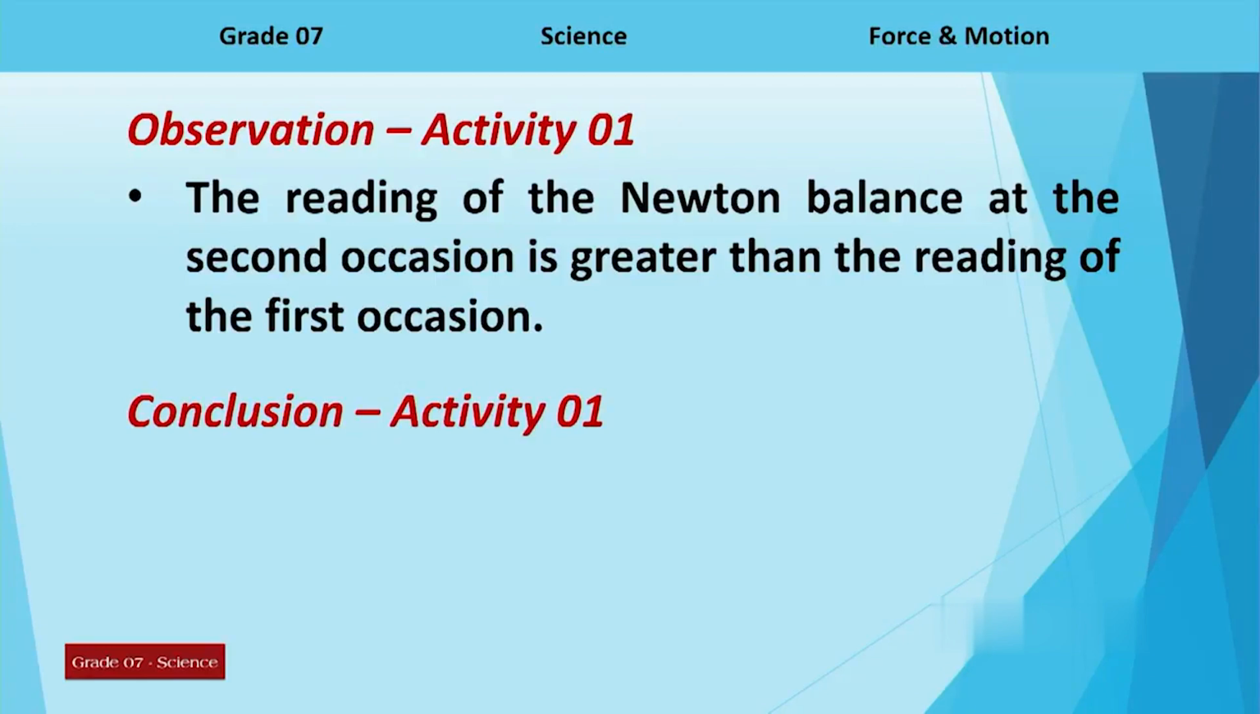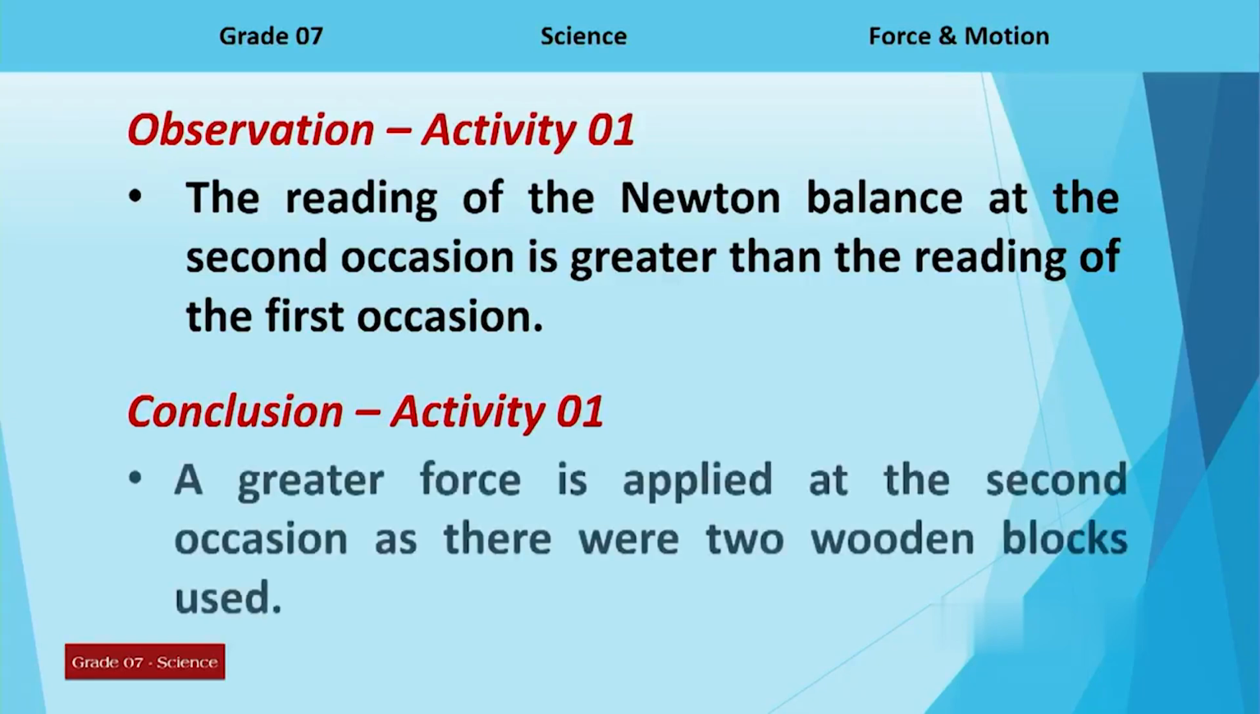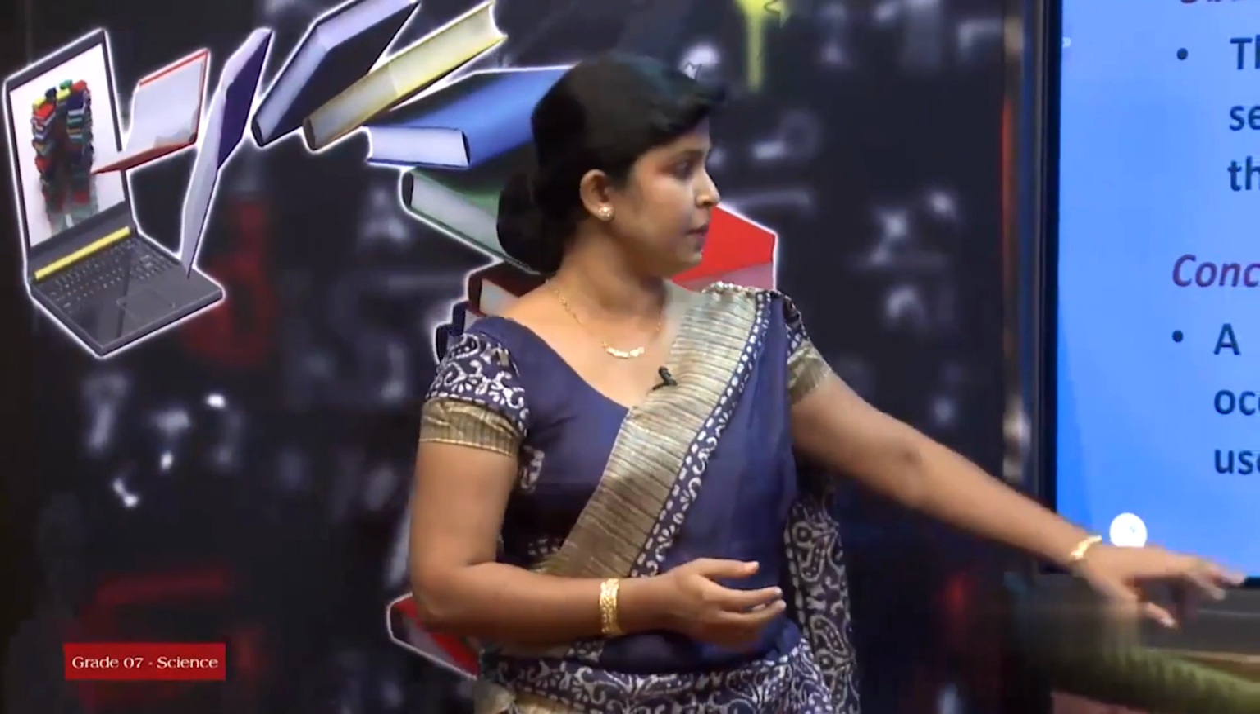The conclusion of activity 1. What is the conclusion we can make at the end of the activity? That is, a greater force is applied at the second occasion as there were 2 wooden blocks used. When we use one wooden block, there was a reading in the spring balance. It was increased when using 2 wooden blocks. That was the conclusion of the activity.